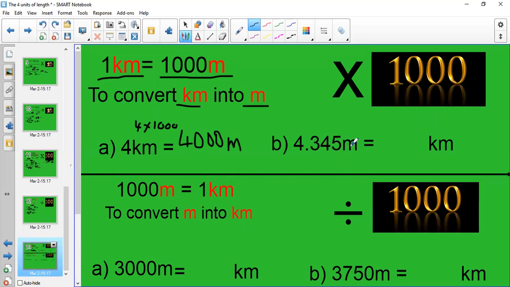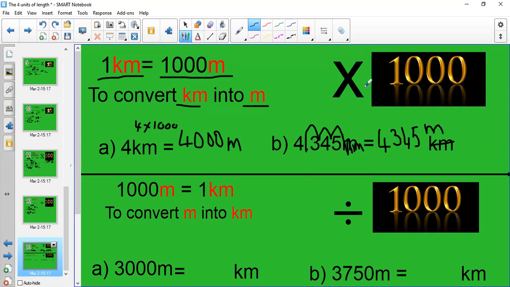4.345 kilometers. Let's change that into meters. Oops, sorry, that should be kilometers there. So 4.345, turning it into meters, let's move our decimal point to the right by 3 spaces. Okay, so it is going to become 4,345 meters.